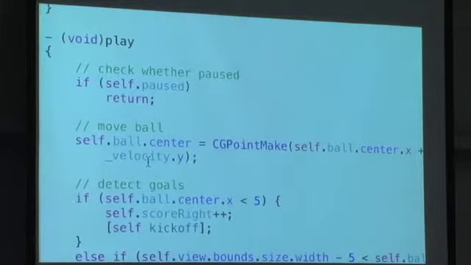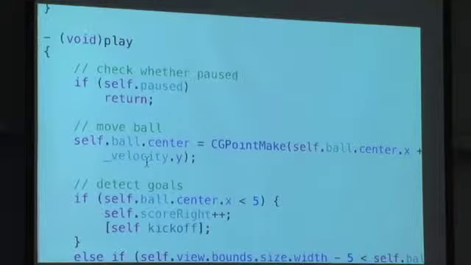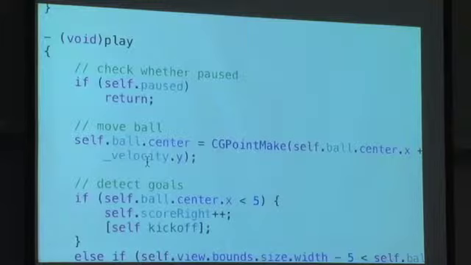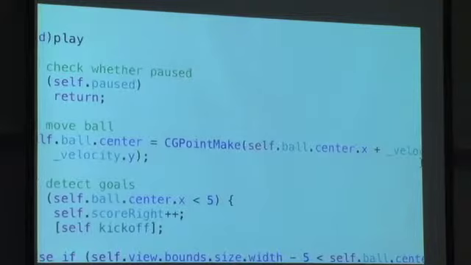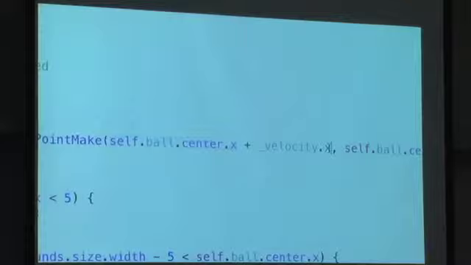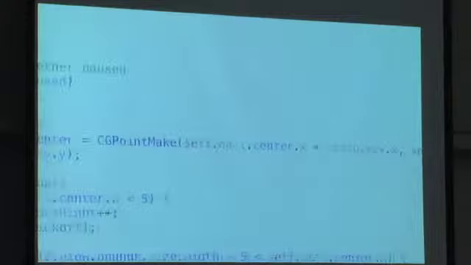If the game is paused, don't do anything. Just return, and we'll ask the question again in a few milliseconds. Otherwise, go ahead and move the ball. This is very similar in spirit to what we did with the paddle, but in this case, I want the ball to be self-propelled. So I'm going to move the ball from its current x coordinate plus the x velocity, comma, the current y component plus the y velocity. And then I need to detect a goal.